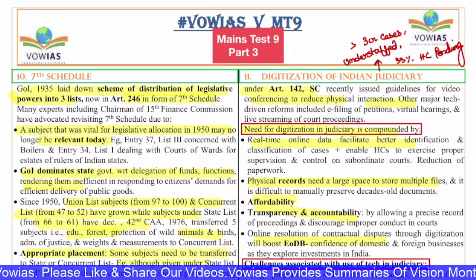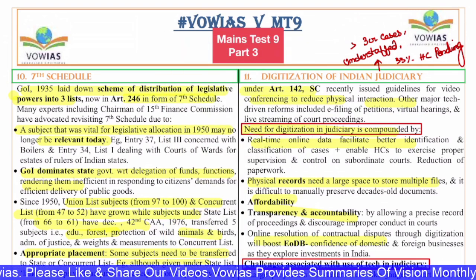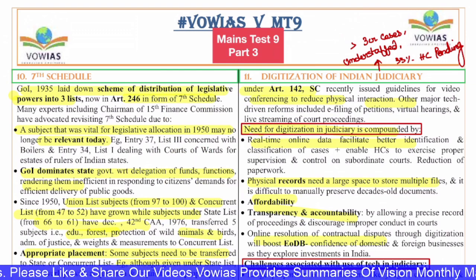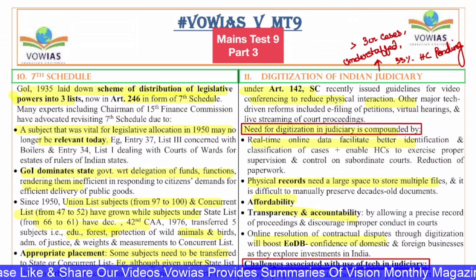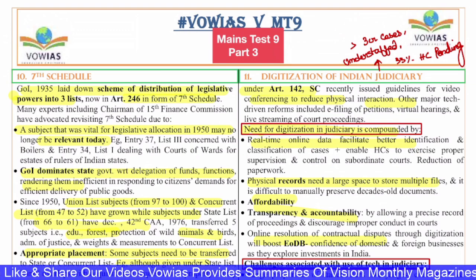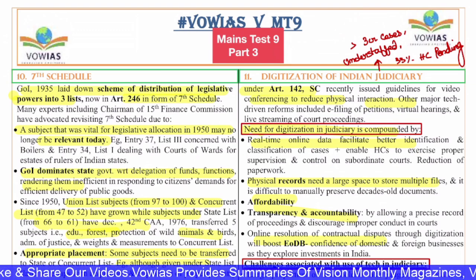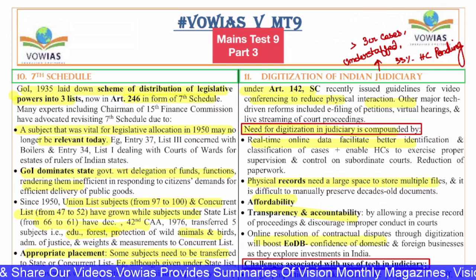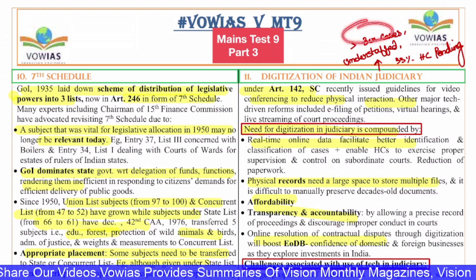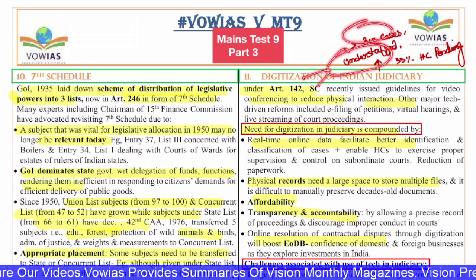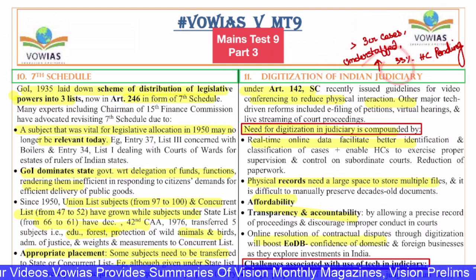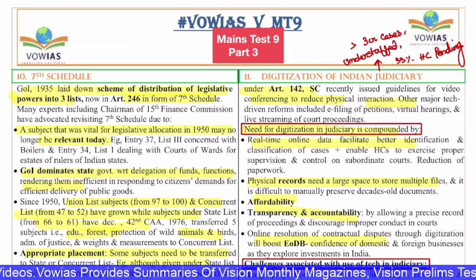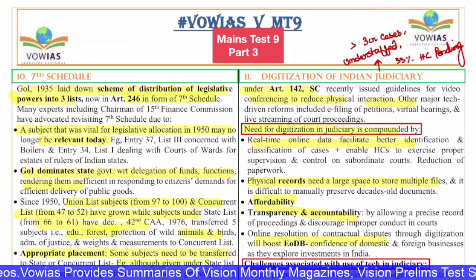So this 11th question is with regard to the digitization of the Indian judiciary. The Indian judiciary is one of the most powerful judiciaries across the world. But there are a lot of issues that it is facing. There are more than 3 crore pending cases, and the staff is not sufficient. The overall judiciary is understaffed, and there are over 33% pending vacancies in the high courts. All these things are the major issues.